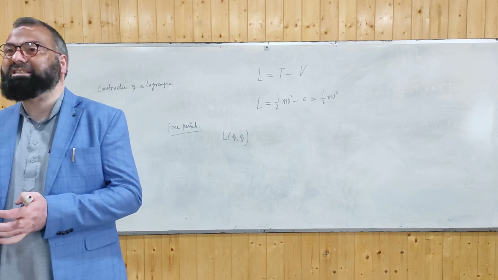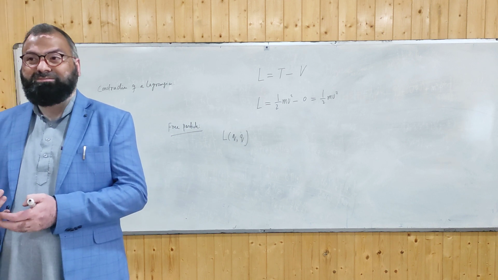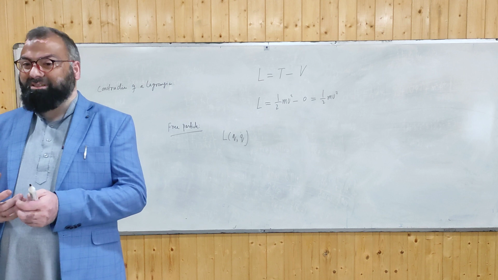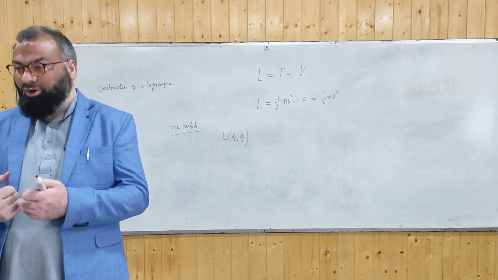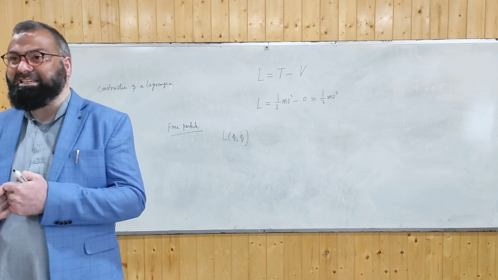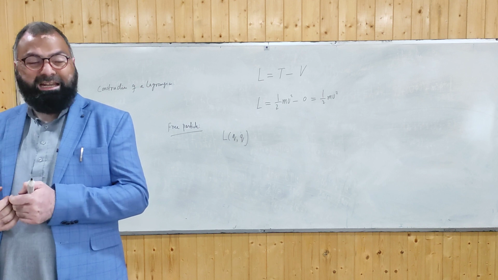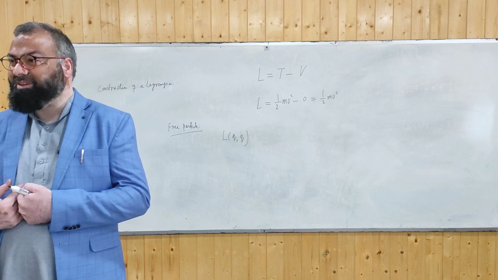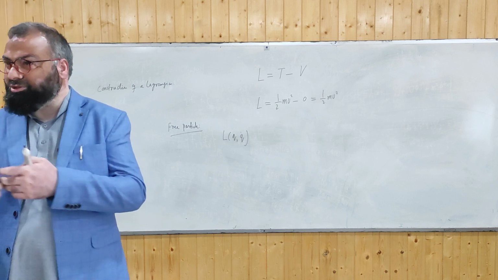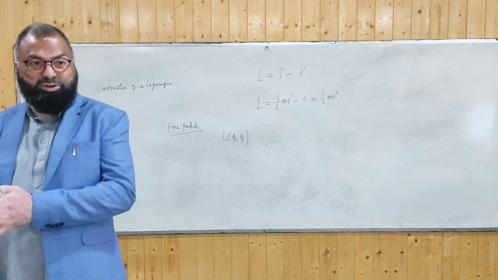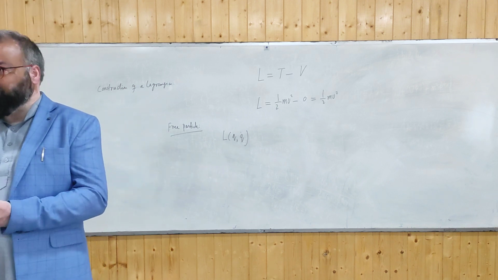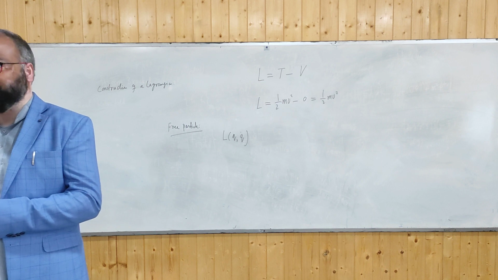So where do these conservation laws arise from? Linear momentum comes from where? Homogeneity of space, is it? Clear? And where does conservation of energy come from? Homogeneity of time. So the motion is homogeneous in time, motion is homogeneous in space, and isotropy of space yields the conservation of angular momentum.